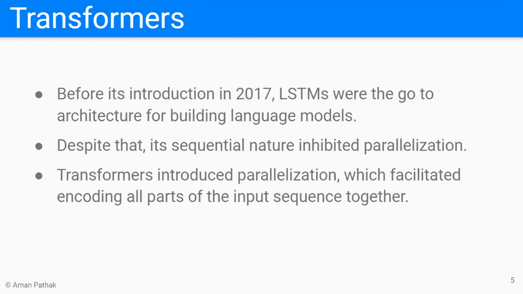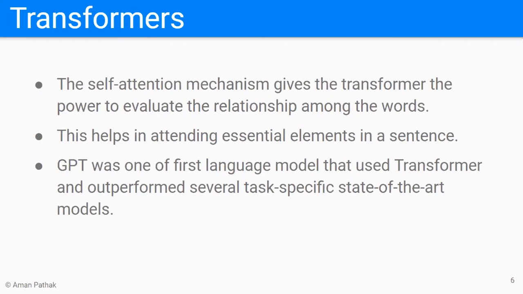Despite that, its sequential nature inhibited parallelization across the input examples. Transformers embarked on a new journey by introducing parallelization, which facilitated encoding of all parts in the input sequence together. The self-attention mechanism is the real deal, which gives the transformer the power to evaluate the relationship among words and put special attention on the words which are meaningful in the sentence.